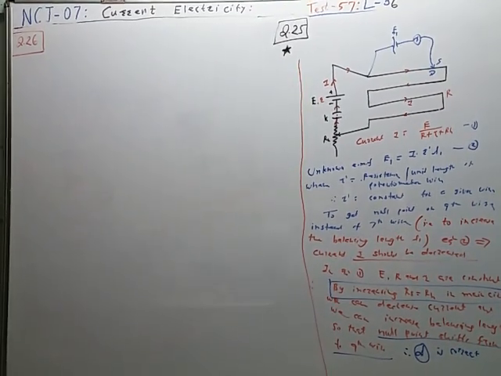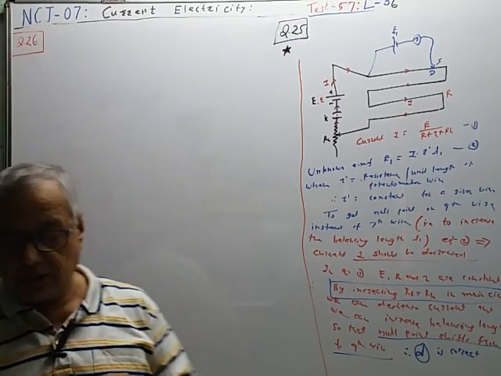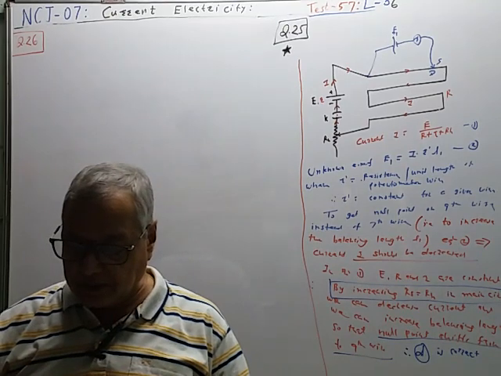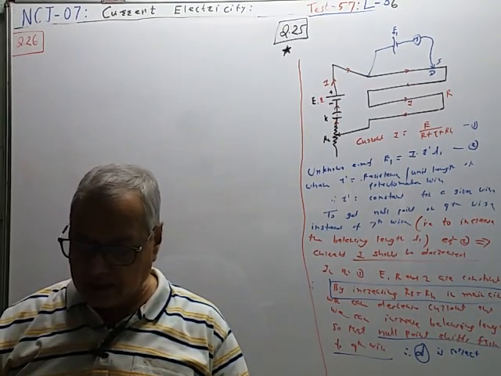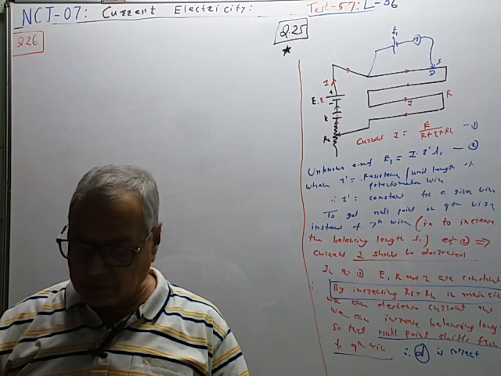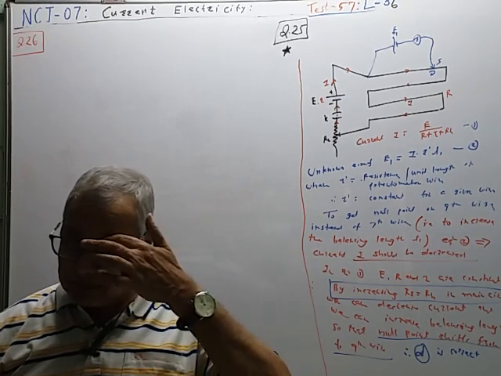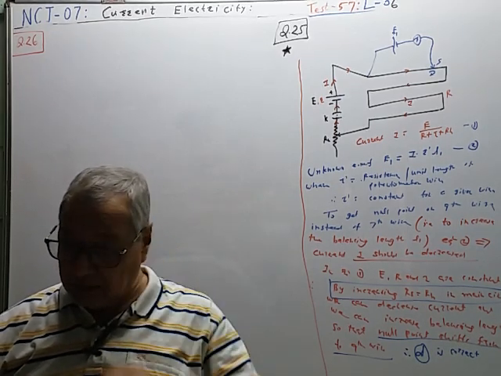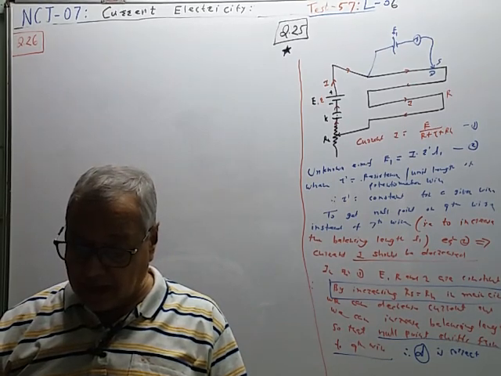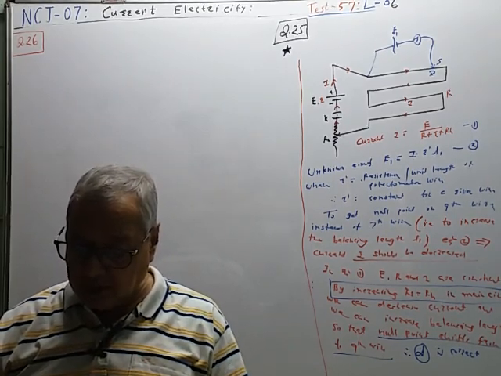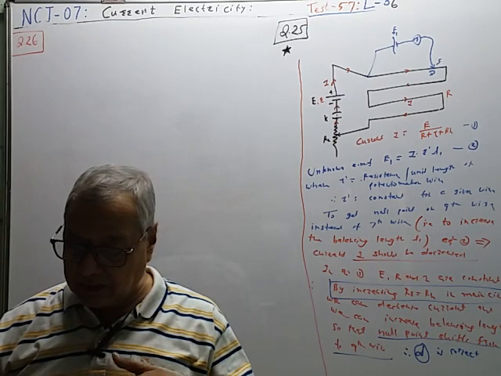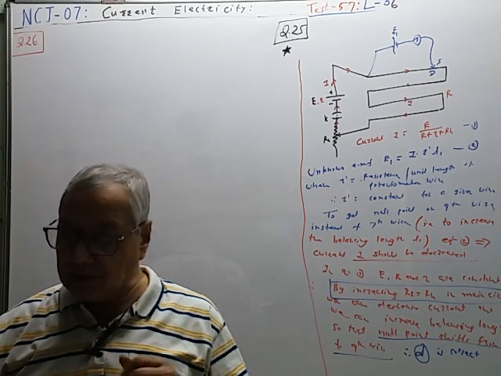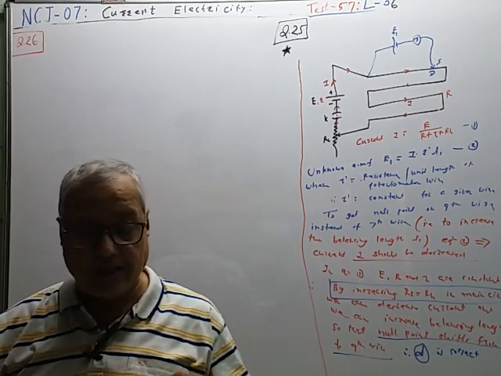Next, 26. Again it is a problem related to the meter bridge. A meter bridge is set up as shown in the figure to determine an unknown resistance X using the standard 10 ohm resistor. The galvanometer shows the null point when the tapping key is at the 52 centimeter mark. The end corrections are 1 centimeter and 2 centimeter respectively at end A and B. Determine the value of X.